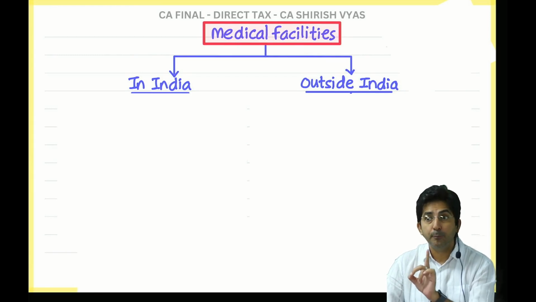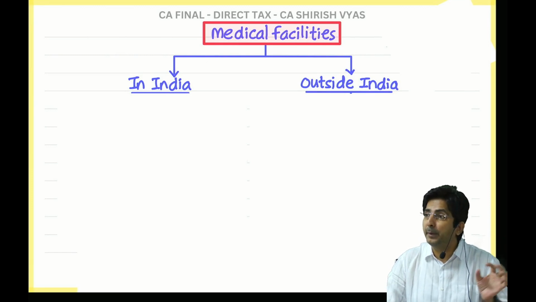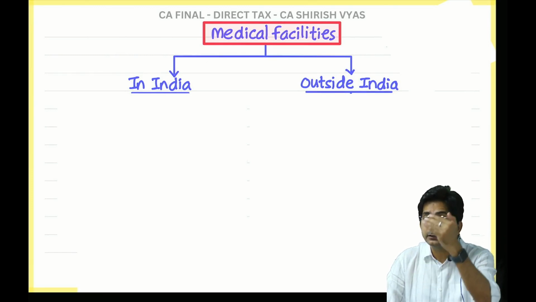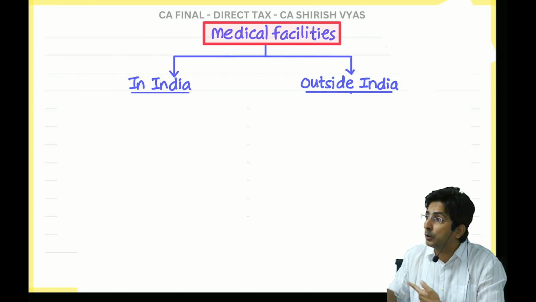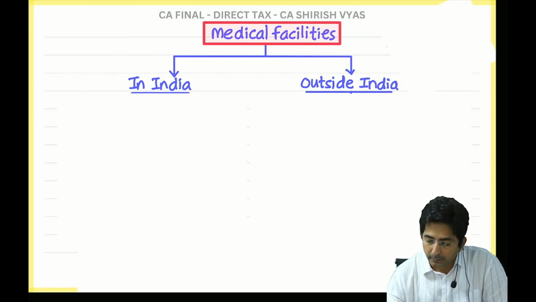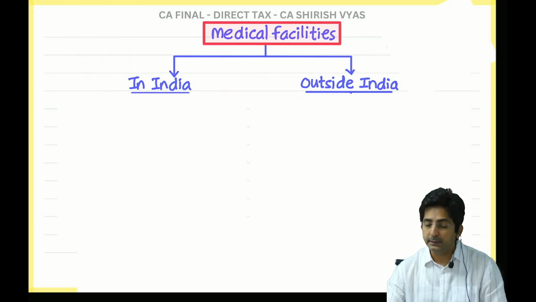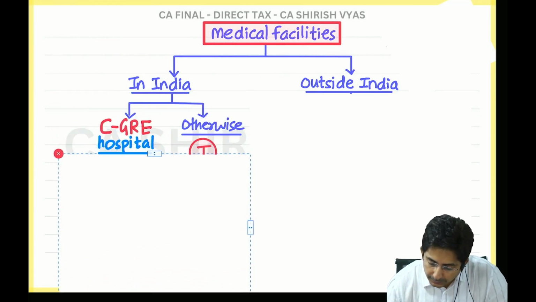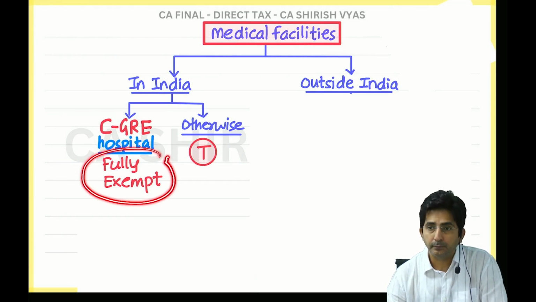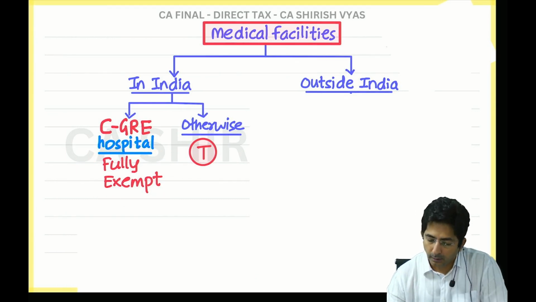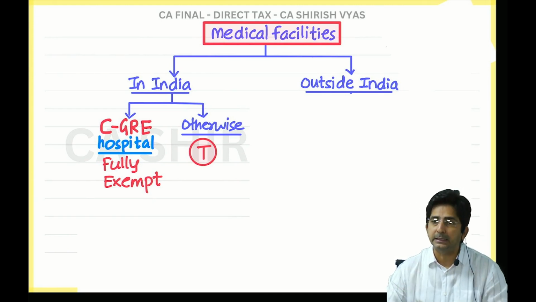Firstly, if they give medical allowance, that becomes a different thing. What is the treatment of medical allowance? It is taxable. That we know. But right now I am discussing perquisite. Now see, if medical facilities are provided in India, then you have to check if it is in C grade hospital. Then it is fully exempt. What is C grade? I will tell you the full form. Otherwise taxable. C grade exempt, otherwise taxable.